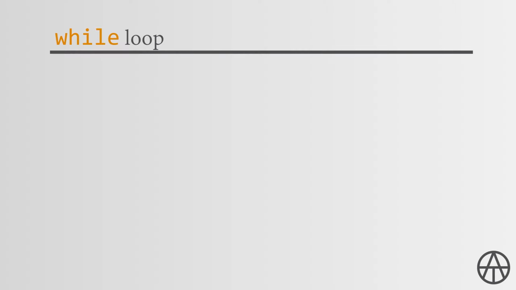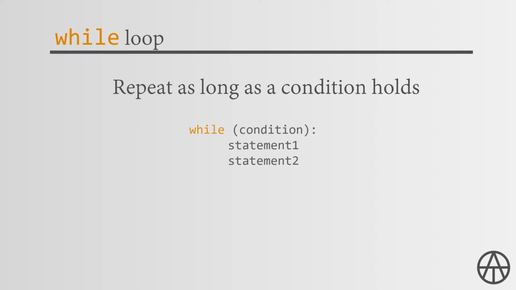The while loop is used to repeat a set of instructions as long as a condition holds. This condition is of course a Boolean true or false value. The syntax is simple. We just type while and then the condition in parentheses and a colon. After that, we specify the instructions we want to repeat. Now remember that these statements in the body of a while loop must always somehow modify the condition of the while loop. Otherwise, the loop might never stop and become an endless loop.